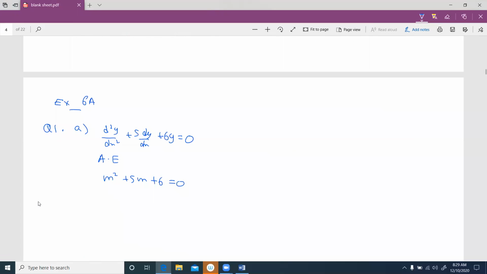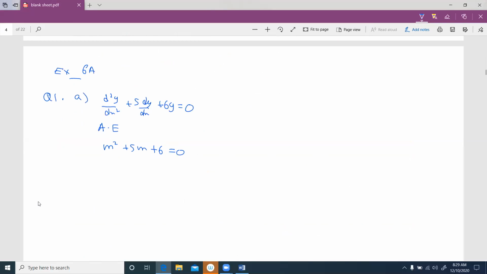Okay, then if you solve this, what are the answers you get? You get m equals -2 and m equals -3. Therefore, you can write the general solution. General solution, you can say y equals a e to the power -2x plus b e to the power -3x. That is the general solution for this differential equation. So simply you can get the general solutions for this kind of differential equations, right? Okay.